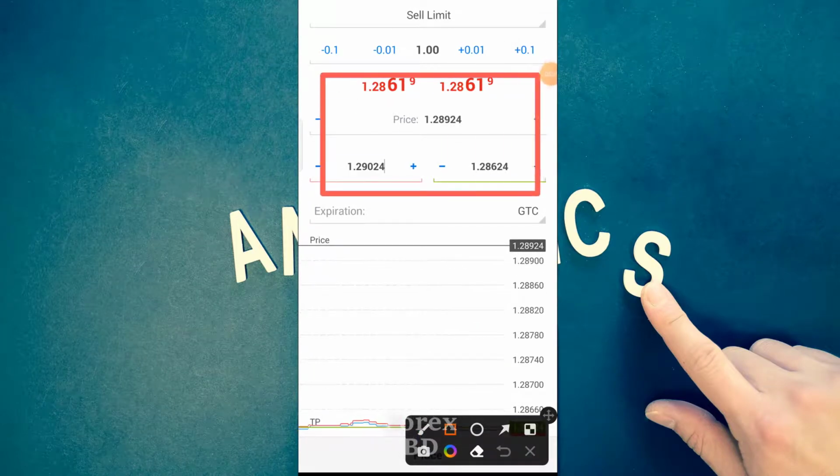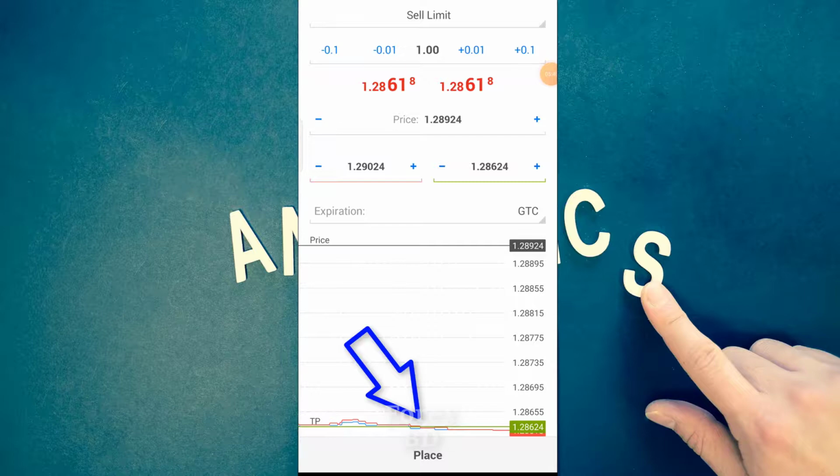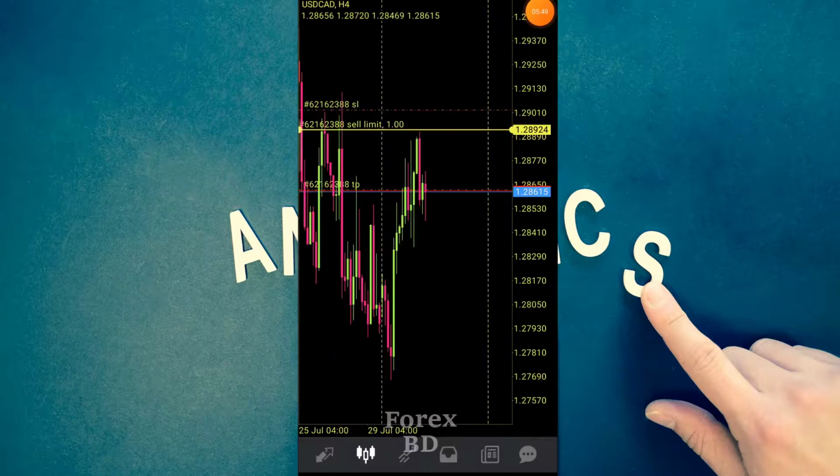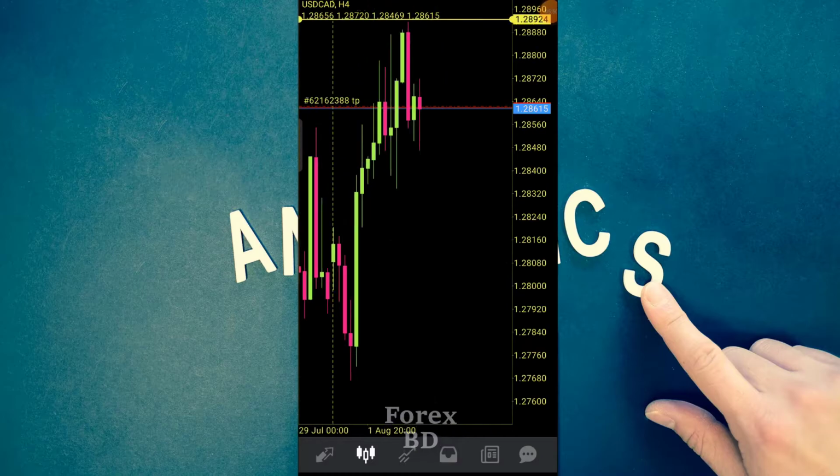But the entry will not be running immediately. When the market touches your price, that means it comes to your resistance level, the entry will be running. In this way, you can easily avail this facility on mobile too.